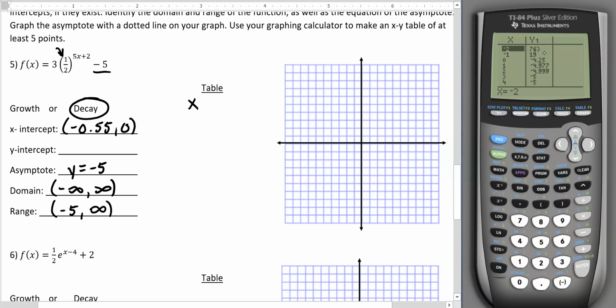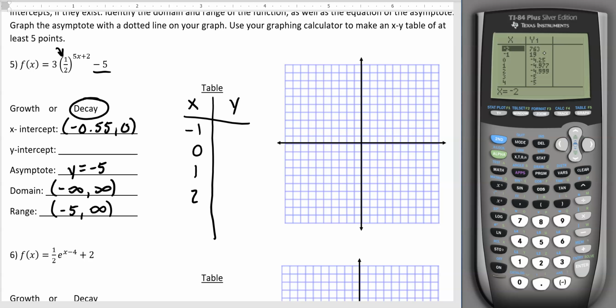For this xy table, let's do negative 1, 0, and then we can do 1 and 2, I suppose, because 3 is showing negative 5. We know, of course, it will not actually touch negative 5. The calculator is just showing it's so close to negative 5 that it rounds. Look at negative 2, it's negative 4.999. That's pretty wild. So negative 1 is 19. 0 is negative 4.25.